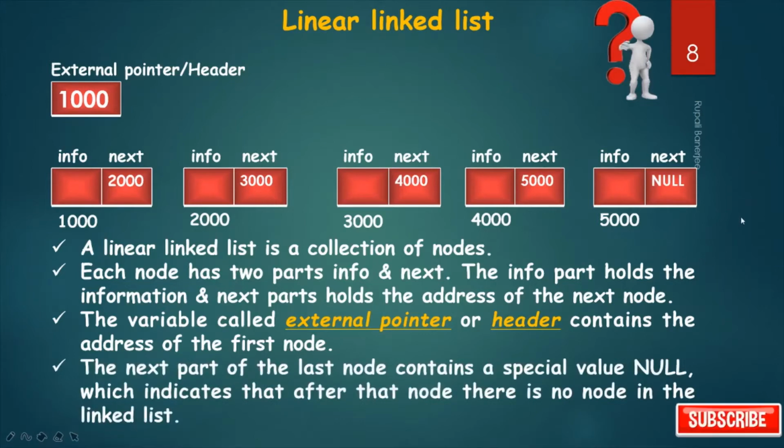The next part of the last node contains a special value, null, which indicates that after that node there is no other node in the linked list, because it is the end of the linked list. No other node is there after this node, so it contains null.